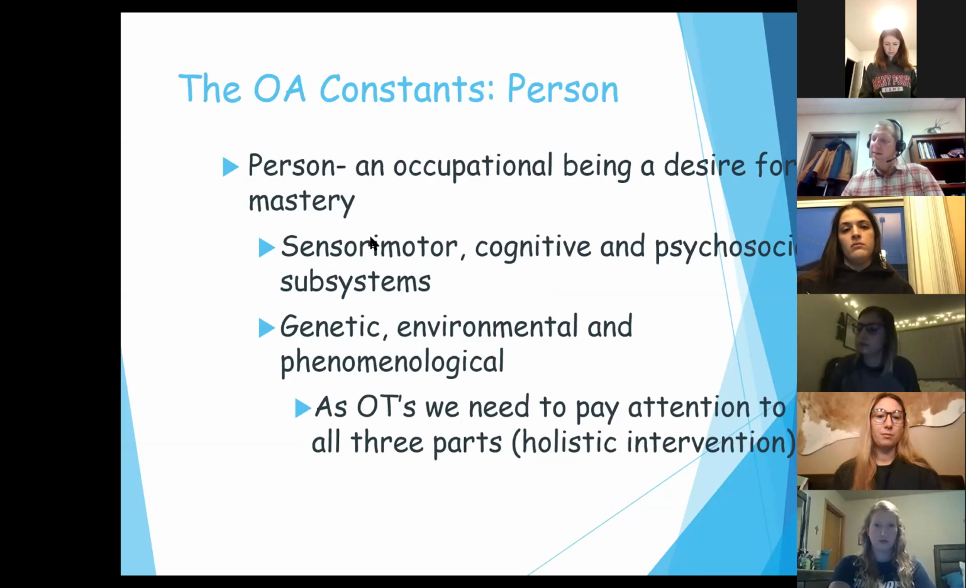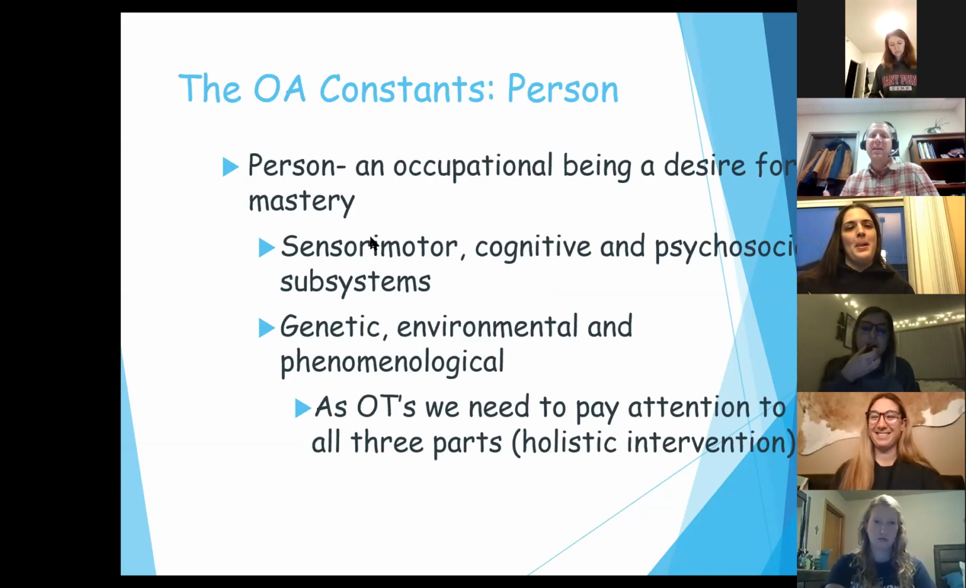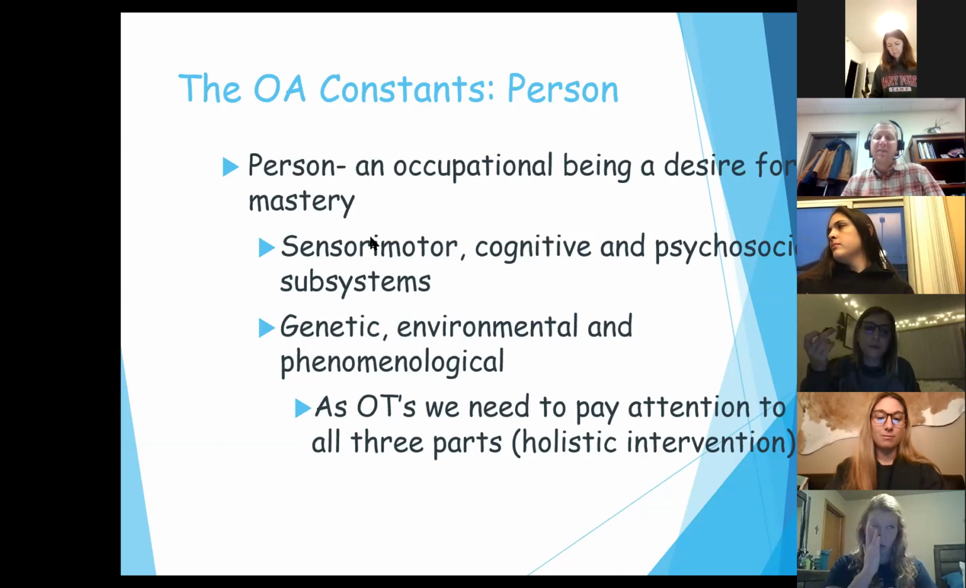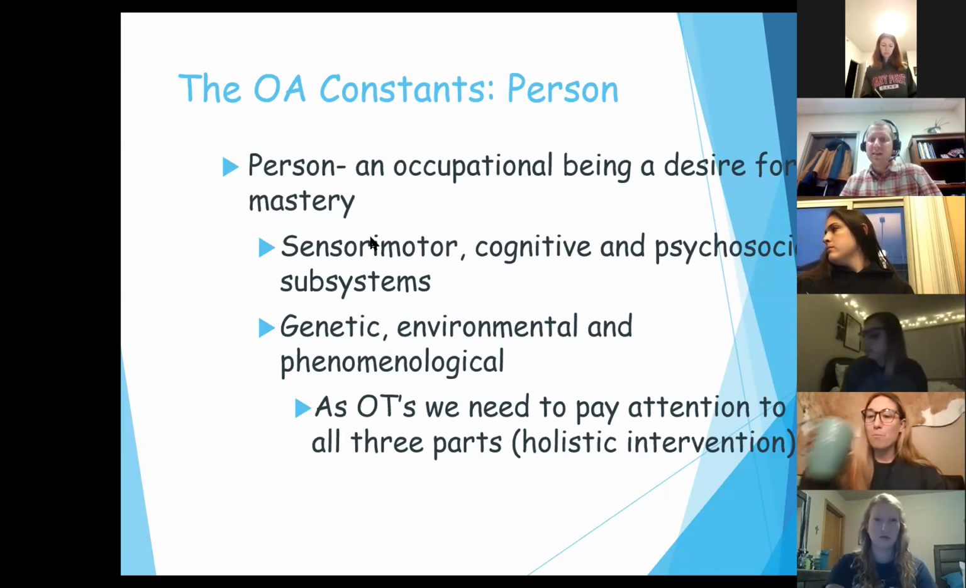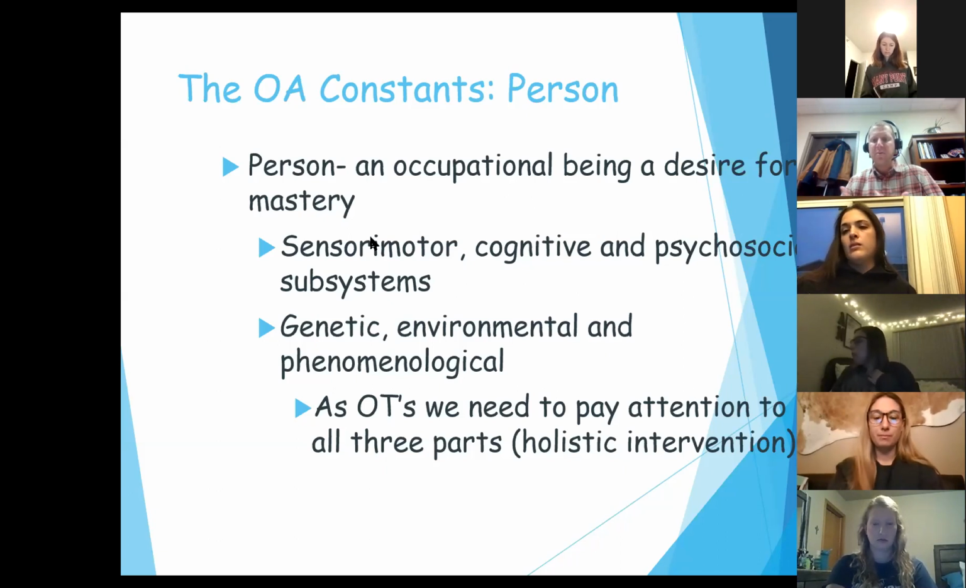What we can assume about a person is a person is an occupational being and they want to do good. I'm sure all of you want to be good students. You all want to be good daughters and siblings and sons and husbands and wives and whatever your roles may be. You want to be good at it. You have that internal drive and desire to be good at it, to master your occupations. As I mentioned before, every person is made up of sensory motor, cognitive, and psychosocial subsystems. Now those subsystems are based on genetics, right? So if I'm just a clumsy person with my sensory motor skills, that could have some genetic component to it. Maybe my parents were clumsy also.